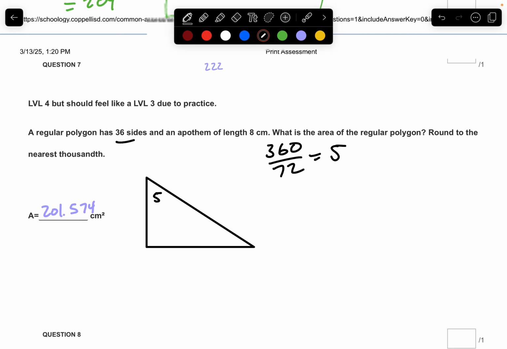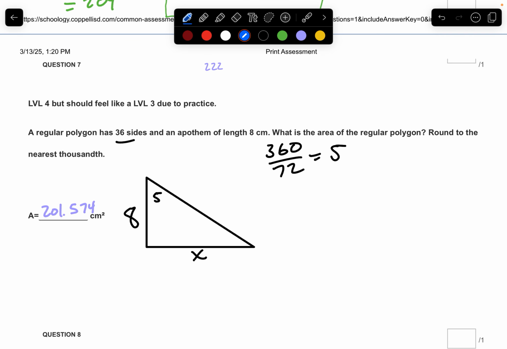I'm not doing a full lesson on this, guys. There's 36 sides, which means there's 72 of these triangles. And we know that the center adds up to 180, so we know that that spot has to be 5. The apothem has a length of 8, and I need this side. Hopefully we're getting better at trig. I'm just going to go straight to the answer.